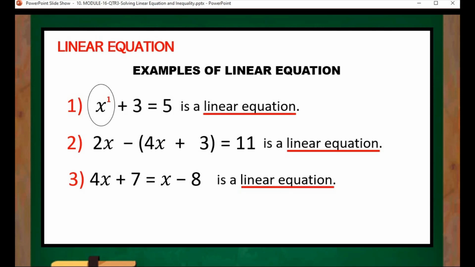Okay? Now, paano ba malalaman kung linear equation? Pag 2 na exponent, automatic hindi na siya linear. Kasi pag sinabi mong linear, dapat ang highest degree niya ay 1. So, hindi siya pwede magkaroon ng exponent na higher than 1, yung mga variables niya.